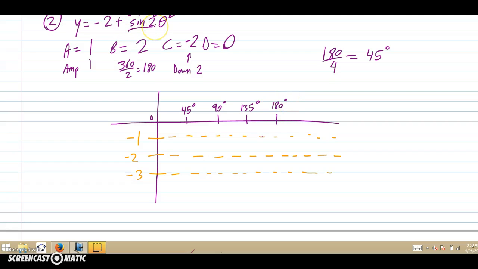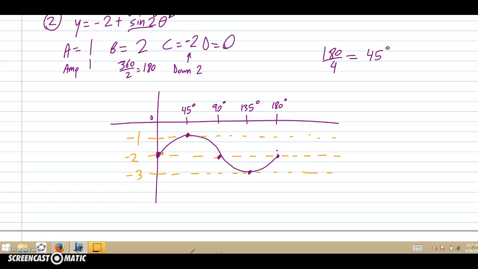This was sine, so it starts on the axis. Remember, this is our new axis, though. Not the old one. It's our new axis. Everything's shifted down 2 units. Our A value is positive, so we're going to go up first. So 45, back down into 0 at 90, or our new 0, rather. 135, and then 180, so.